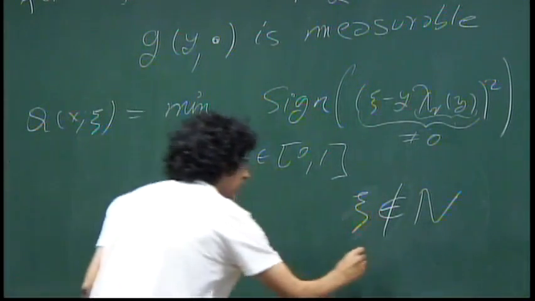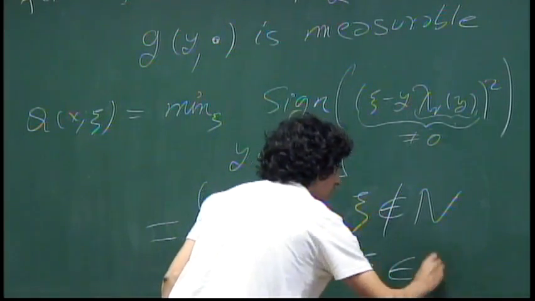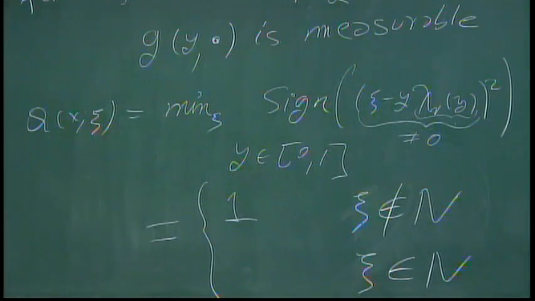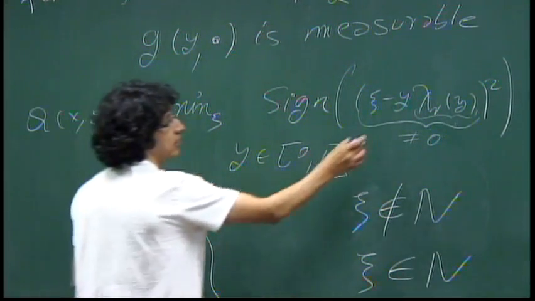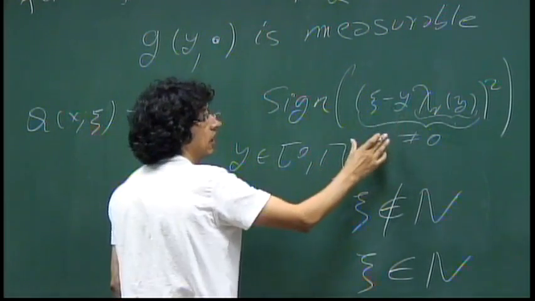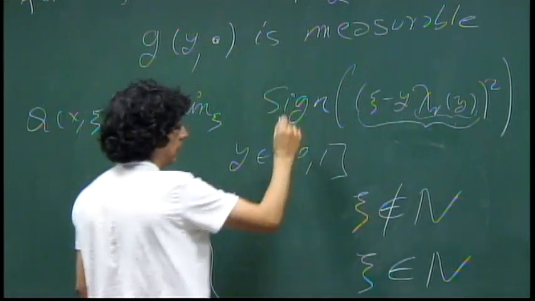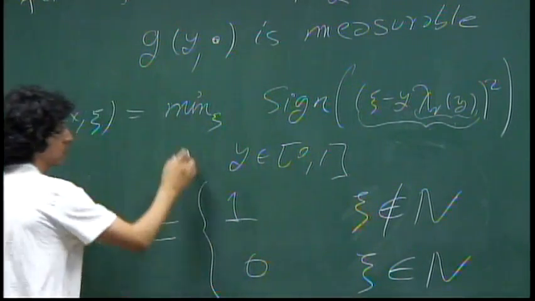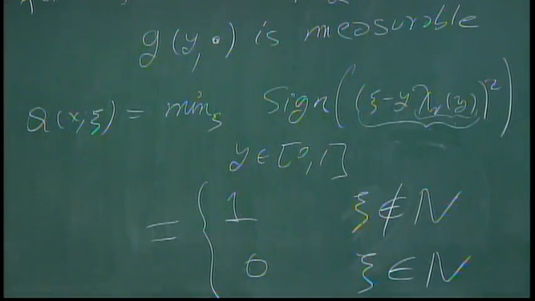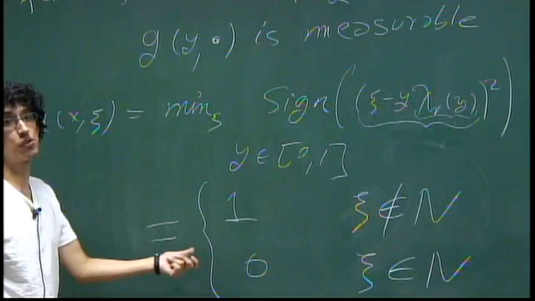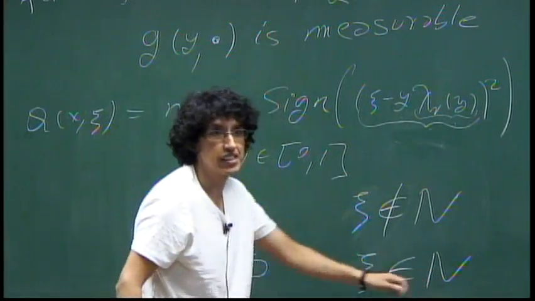And if this value belongs to this set, well, at some point, these two values are going to be equal, and then this is going to be 0, and you will have a 0 because you are minimizing. Okay? So, well, as you can see, this is not a random variable because if you take the inverse image of, I don't know, 0, for example, it should be measurable, but the set n is not measurable.